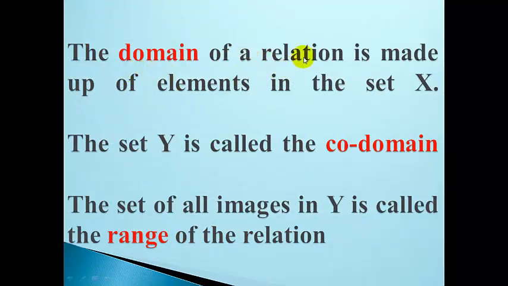The domain of a relation is made up of the elements in the set X. The set Y is called the codomain, and the set of all images in Y is called the range of the relation.